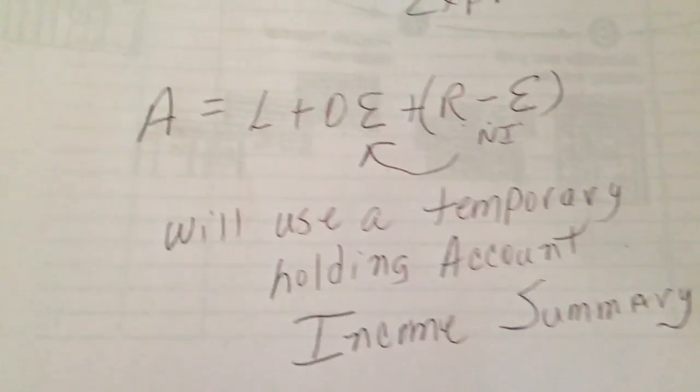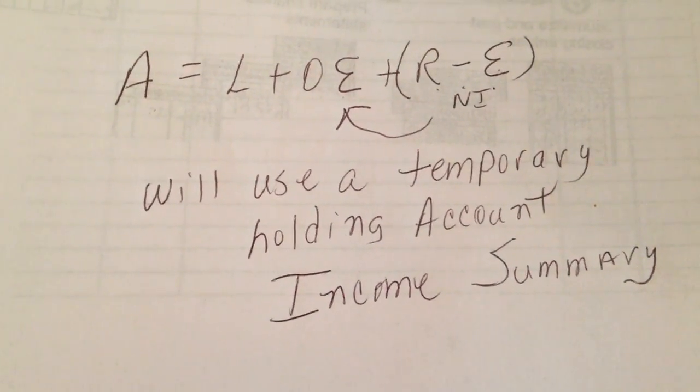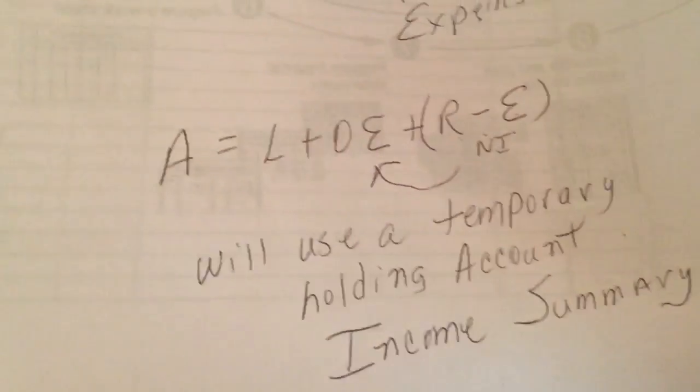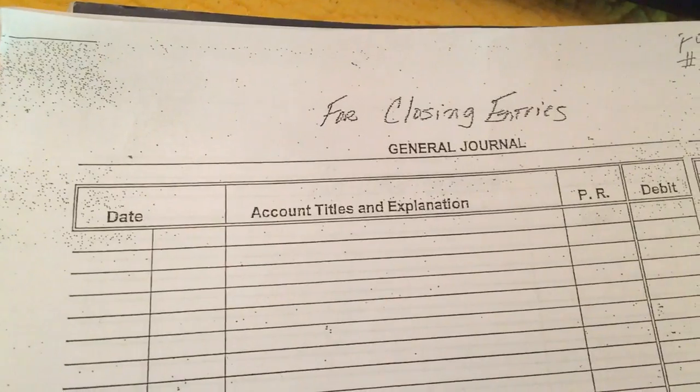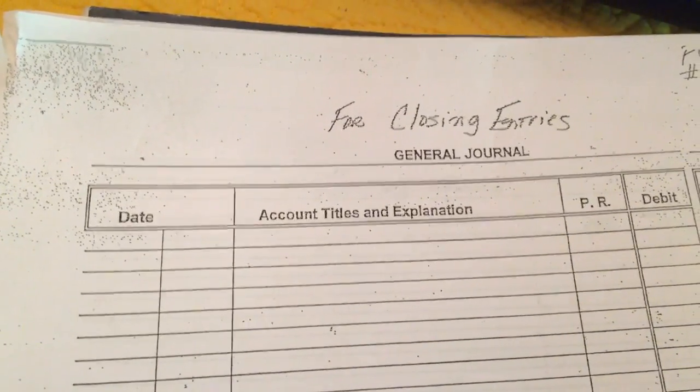All right, so with that information in mind, let's take your form for your closing entries, and let's begin. Now, there are actually 4 closing entries if you have withdrawals. Okay, so if you have a withdrawal account, that has to be closed also, in addition to revenues and expenses, and then we'll close the income summary.